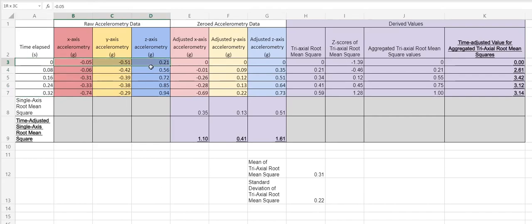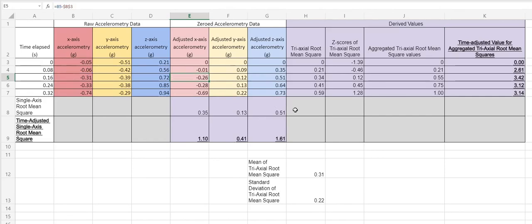Although our protocol had participants keep their hands flat on the table at the start of each recording, the sensors typically did not record perfectly zeroed values for their initial measurements. Therefore, we manually zeroed values by offsetting each axis values by their respective initial measurements. This is depicted in columns E through G. As you can see in the formula panel, the cells take the corresponding raw values for each time point and offset them by the initial corresponding values at time point 0.